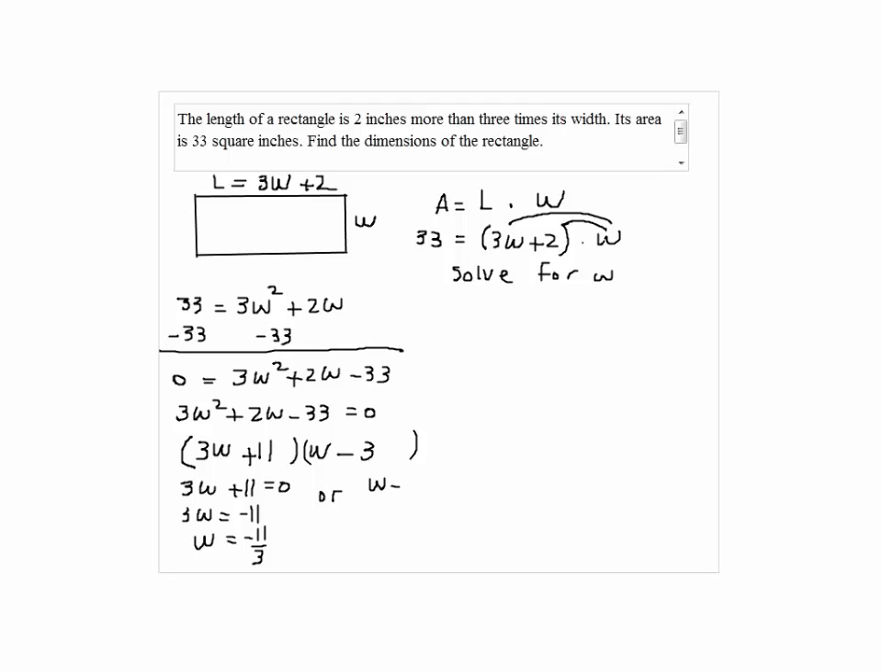We need a positive number for the width, and we get width is equal to 3, so the length would be equal to 3 times 3, which is W in this case, plus 2. 9 plus 2 is equal to 11. So we have the dimension here would be inches, 3 by 11 inches.